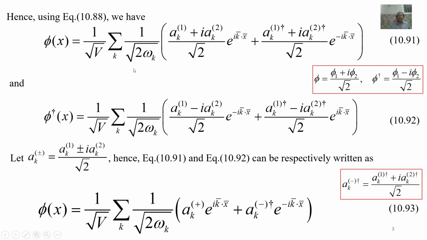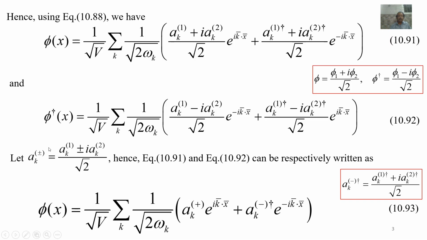So now your phi dagger is given by equation 10.92. You just take the complex conjugate of this, you will get this. So your phi of x is given by equation 10.91. Take the complex conjugate, you will have 10.92. See here, it is plus ia, here it is minus ia. e power ikx, e power minus ikx. And similarly, this term also, just take the complex conjugate, you will have this term. So equation 10.92, this is your phi dagger.